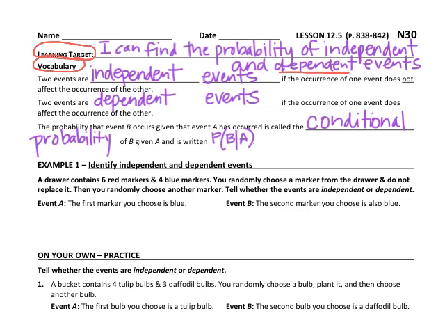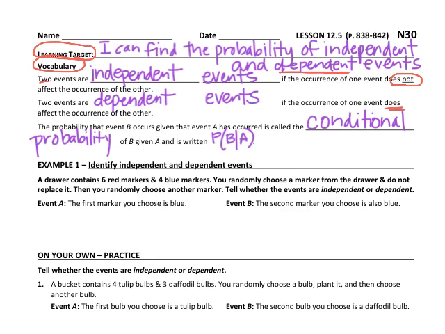So the first two vocabulary have to do with those two words. Two events are independent events if the occurrence of one event does not affect the occurrence of the other event. And then that's the opposite of a dependent event if the occurrence of one event does affect the occurrence of the other. And we're going to go ahead and do some examples, of course, to show the difference between those two types of events.